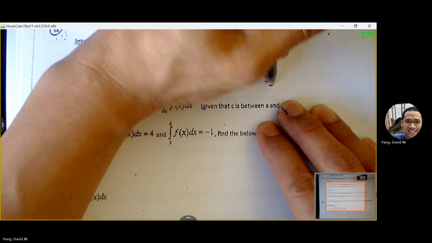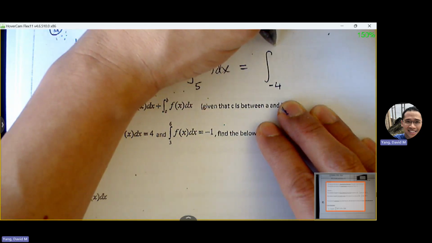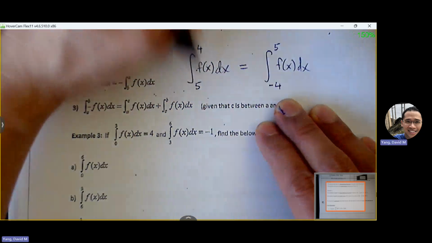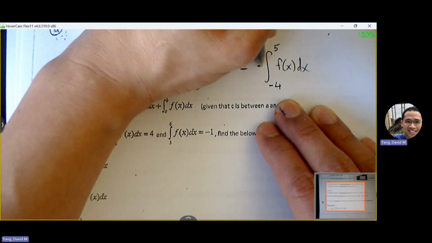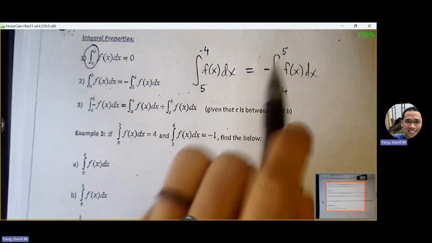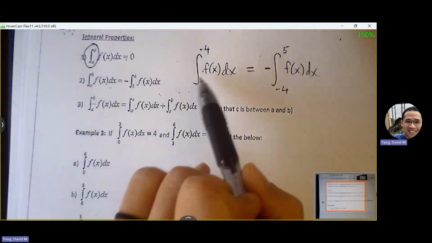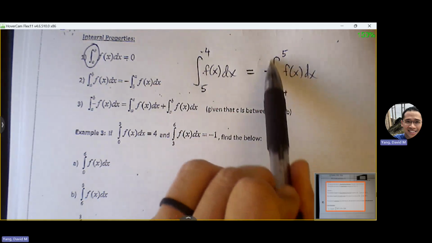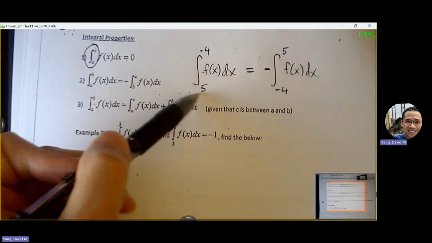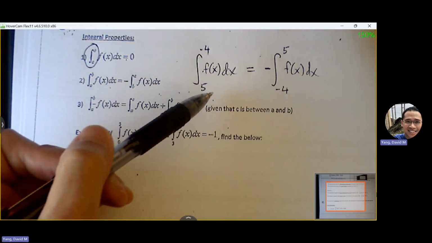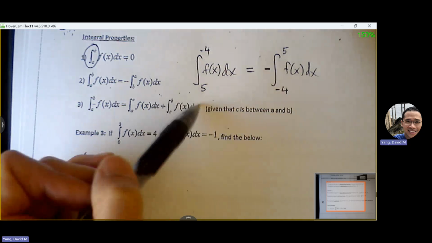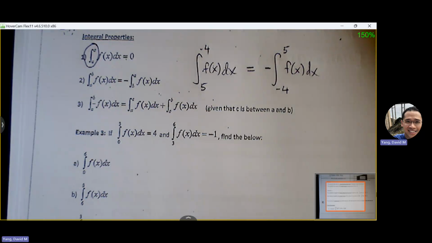I can make the lower bound be the smaller number, but if I'm making a change to my bounds, I also need to pull a negative out in front. I want something that is still equivalent to what I started with, but this just makes it easier for us to interpret a problem. So whenever you want to flip the bounds and still maintain the same equivalent expression as what you started with, you have to make sure you include a negative.